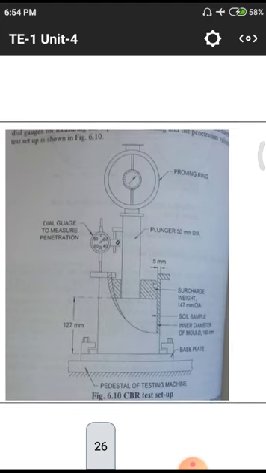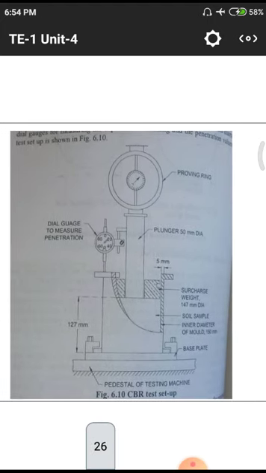This is the particular CBR test. This CBR test you will do in your 3-2 or 4-1 semesters. Okay, 3-2 means third year second semester, or 4-1 semester. You have a brief knowledge of that particular CBR test.